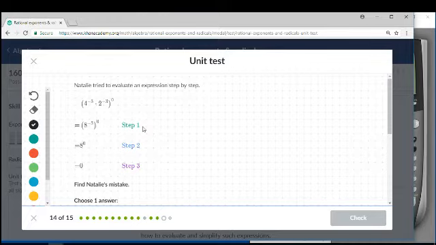So here, the issue is anything to the 0 is equal to 1. Anything x to the 0 is equal to 1, not 0.